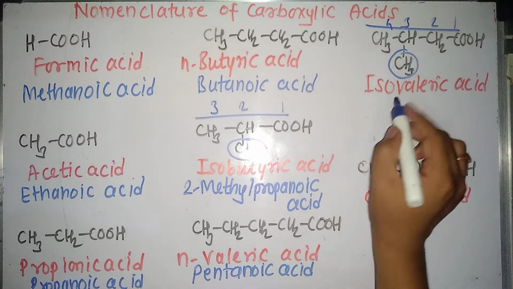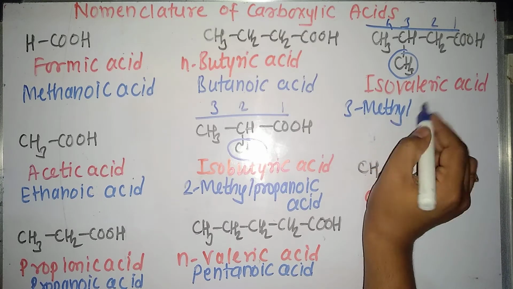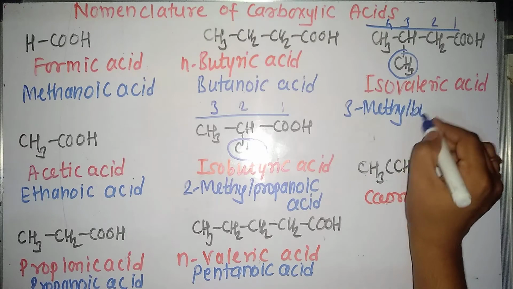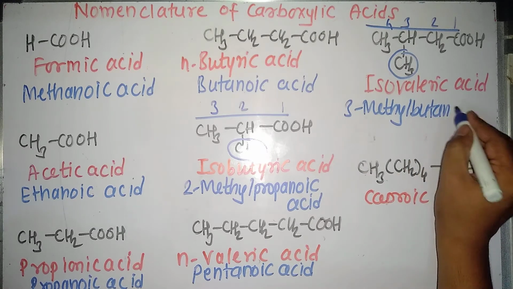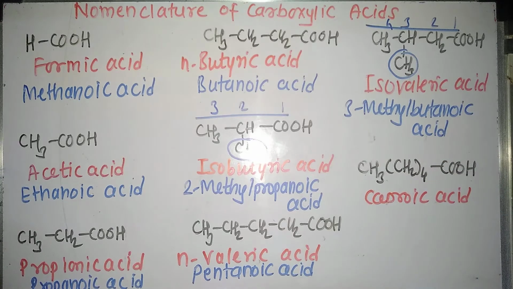So at the 3 position there is a methyl, so the name will become 3-methyl. The longest chain contains a total of 4 carbons. That's why the parent alkane is butane. Replace E by oic acid. So the name will become 3-methyl butanoic acid.